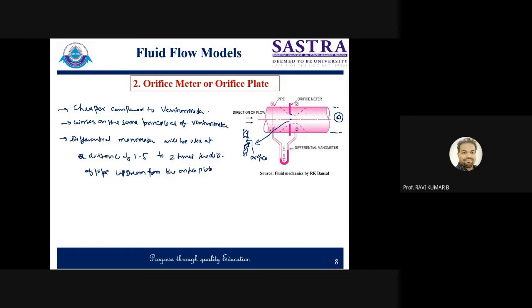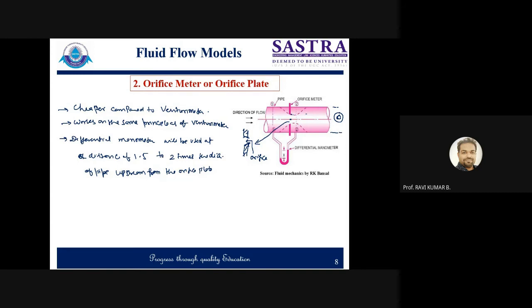So this location I am talking about, the first section will be lying at a distance of 1.5 to 2 times the diameter of the pipe from this plate. So this distance is basically 1.5 to 2 times the diameter of the main pipe, right? This is one thing.